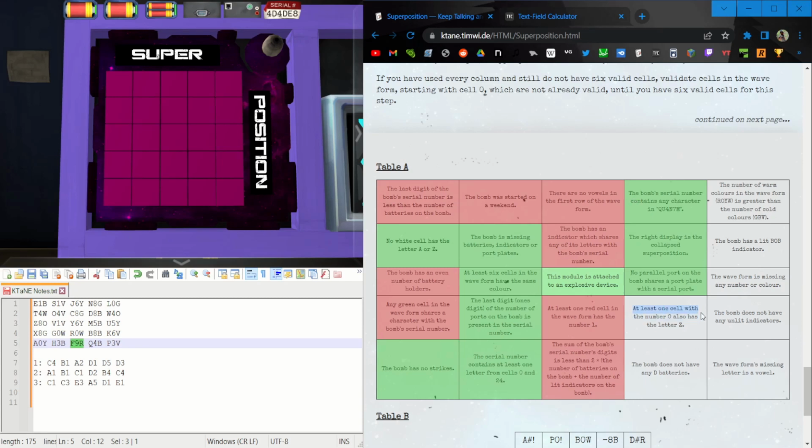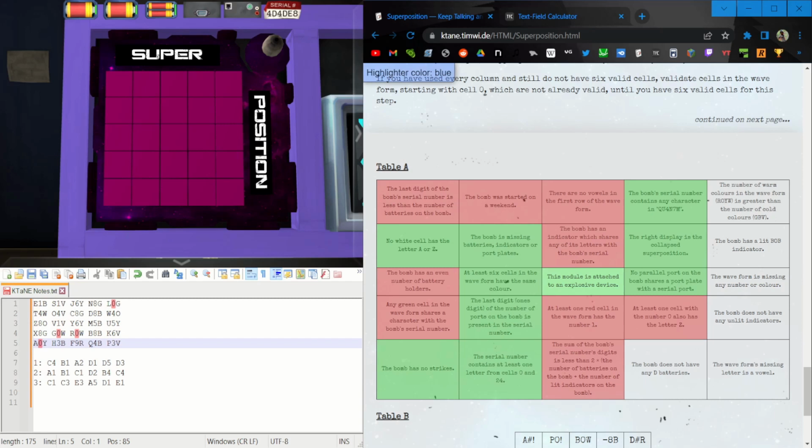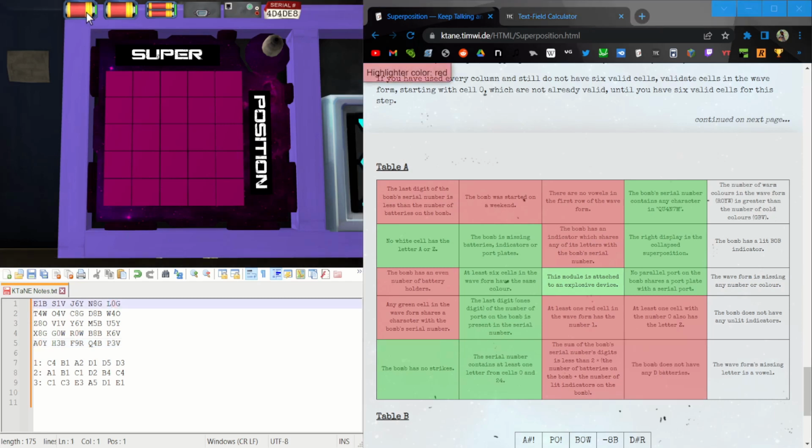At least one cell with the number 0 also has the letter Zulu. Okay, we're going to look for 0. In this case, we have Lima, Romeo, Golf, and Alpha, so that's not true. The bomb does not have any D batteries. That's not true because we have 2 of them right here.